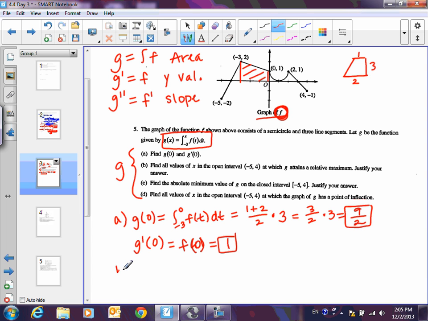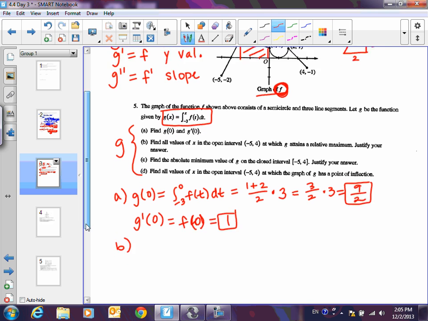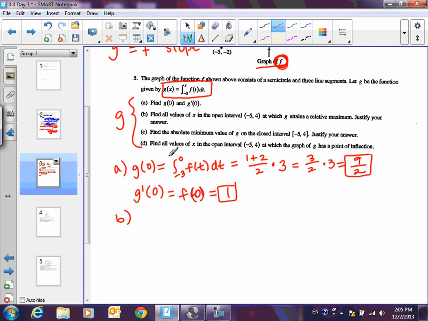All right, let's do part B now. I'm just going to have to scroll up and down. Part B says find all the values of x in this open interval where G attains a relative max. So we know that a max looks like that. Before I get to how this relates to f, what do we know about G prime if G has a max? What's the deal with G prime?